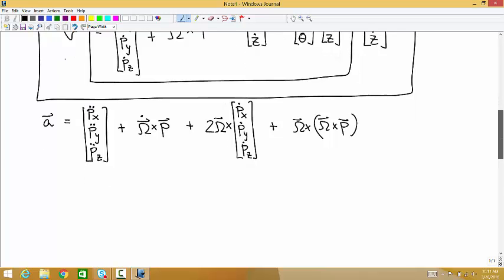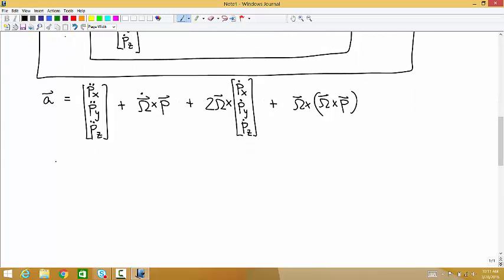Okay, so what are these terms? The px double dot, py double dot, I should have written these as, since we're not using x, y, and z, let's write these as pr, p theta, and pz.